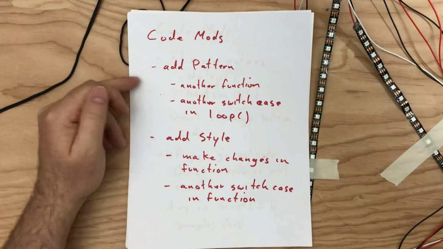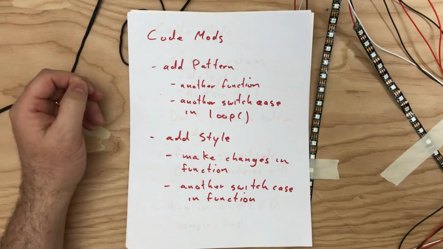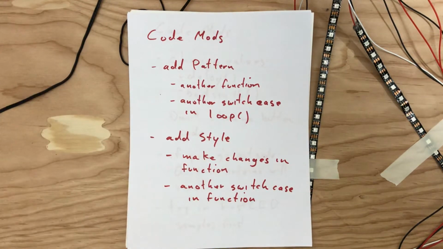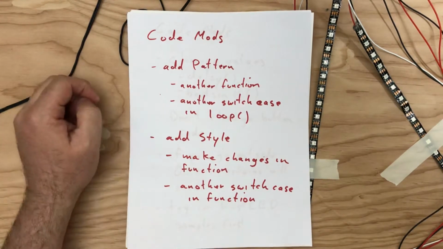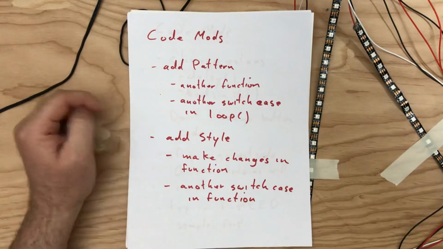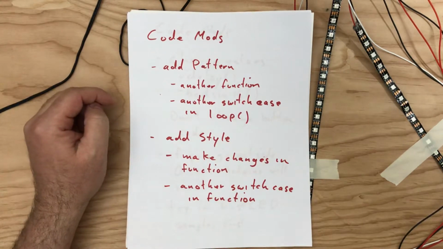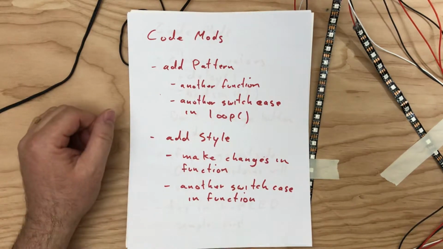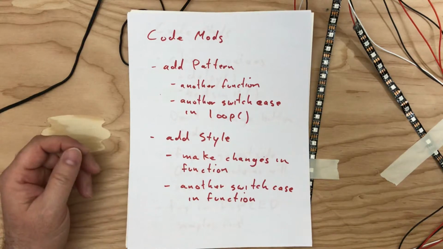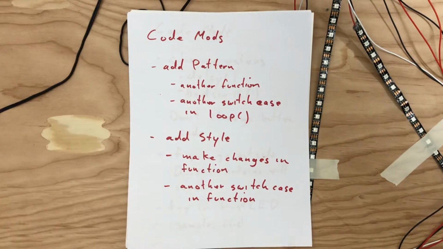If you want to go in and add another pattern, the code is very structured, very modular. I'll show it in the next page or so. If you want to add another pattern, just add another function, and add another switch case in the loop function to call it. And if you want to add another style, just make changes in each function directly and add a switch case in that function to select it.